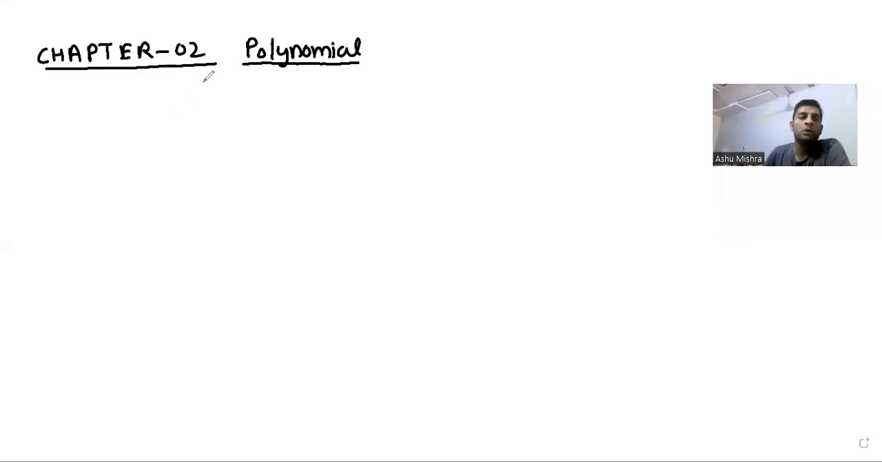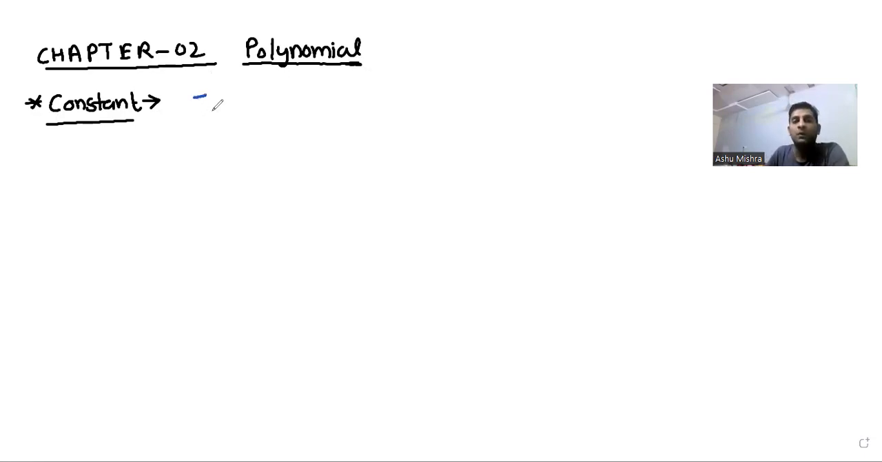Hello everyone. Today's class topic is Chapter 2, Class 10, Polynomials. Before polynomials, there are some basic terms and keys which we should know. The first term is constant. What do you mean by constant? Constant means a fixed numerical value that cannot change according to condition or situation.